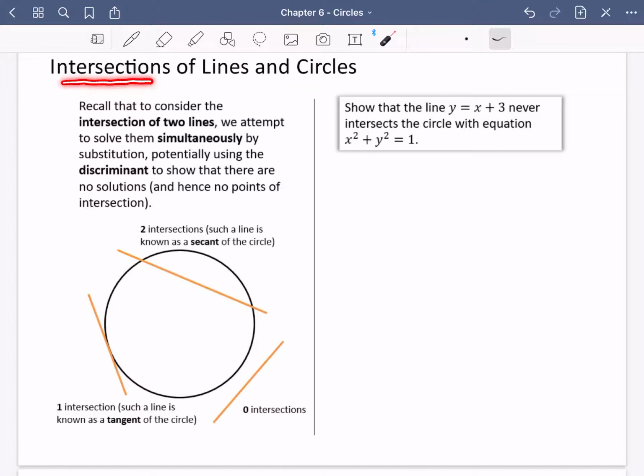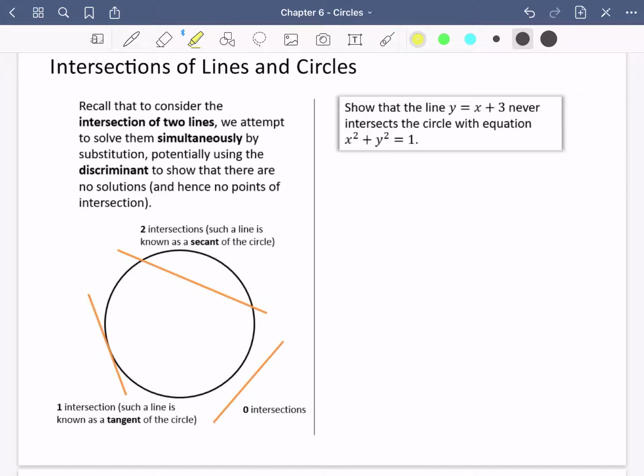Okay, so we're going to move on to exercise 6D, and we're going to start off by looking at how circles and lines intersect with each other. So I'm just going to be looking at the left-hand side of this page to begin with. And I've said, recall that to consider the intersection of two lines, we attempt to solve them simultaneously by substitution, and then potentially using the discriminant to show that there are no solutions and hence no points of intersection. So that might be one way of showing that two things do not intersect.